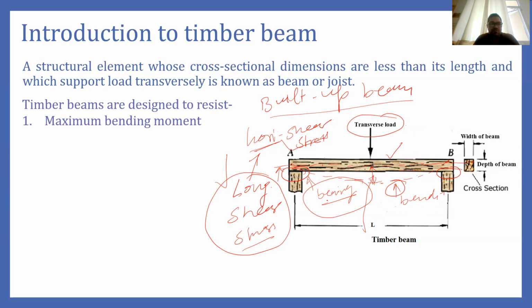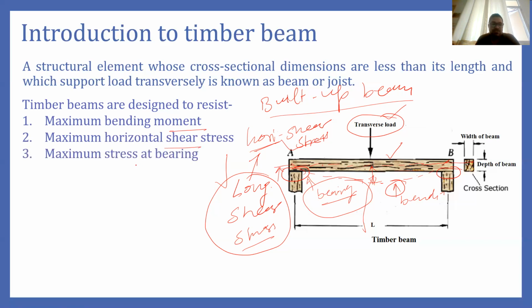So here I have written, the timber beams are designed to resist the maximum bending moment caused because of the transverse load. Second is the maximum horizontal shear stress. Third is the maximum stress at bearing. So these are the three major criteria in which a beam is designed.